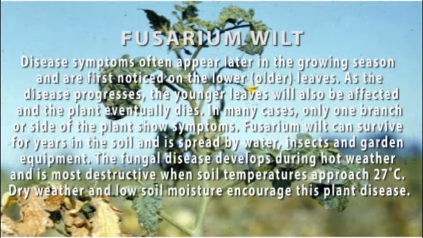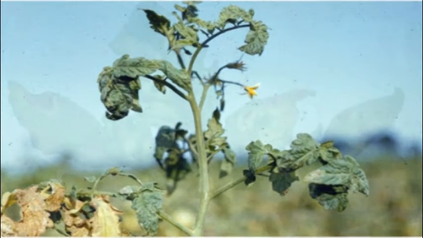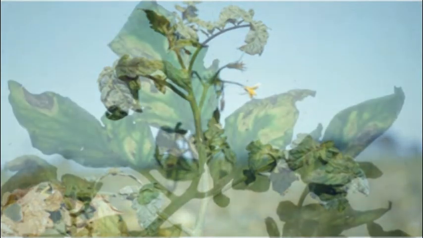In many cases, only one branch or side of the plant shows symptoms. Fusarium wilt can survive for years in the soil and is spread by water, insects and garden equipment. The fungal disease develops during hot weather and is most destructive when soil temperatures approach 27 degrees Celsius. Dry weather and low soil moisture encourage this plant disease.